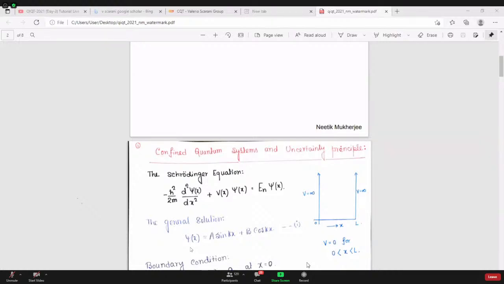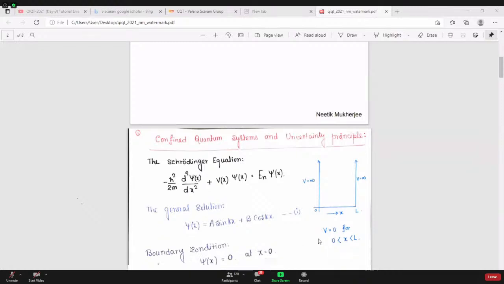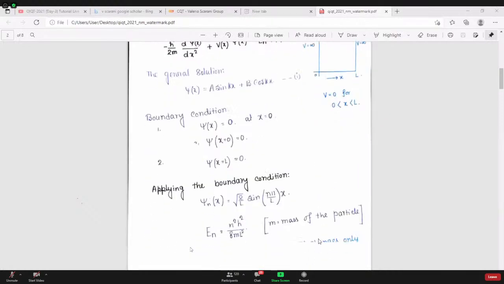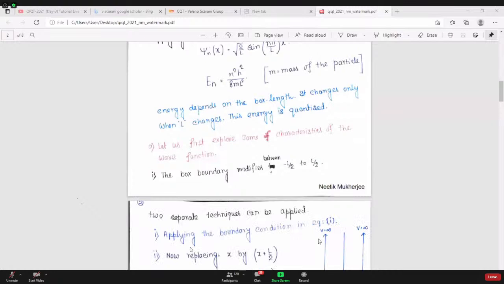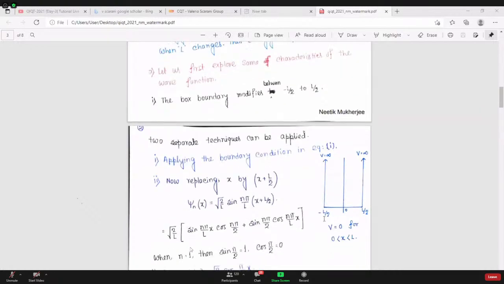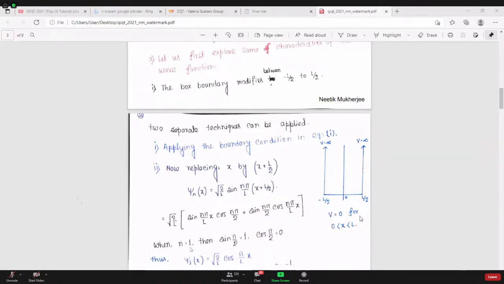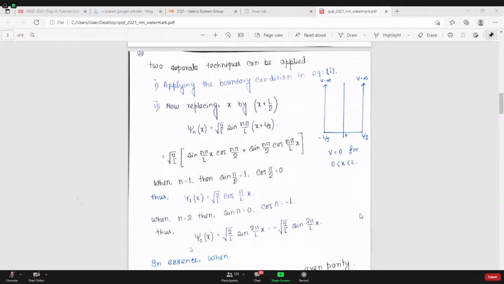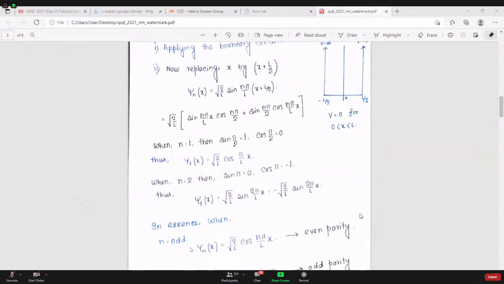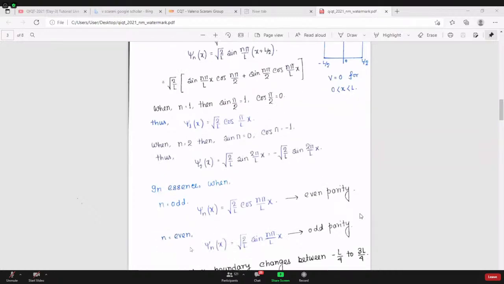So can we say the symmetry of the box is changing as we are changing the segment? The box is changing. It's a very good point that when it's minus L by 2 to plus L by 2, then it's a symmetric box. That's why we are getting a cos solution when n is odd, and we are getting an even sine solution.